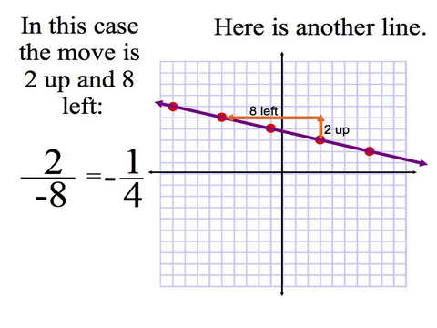We try a couple of other points, and picking the point which is the second point from the right, going to the second point from the left, that's 2 up and 8 left. So the positive number, the 2, is on the top. The negative number, 8, is on the bottom. But 2 over -8, when put in lowest terms, is -1/4.